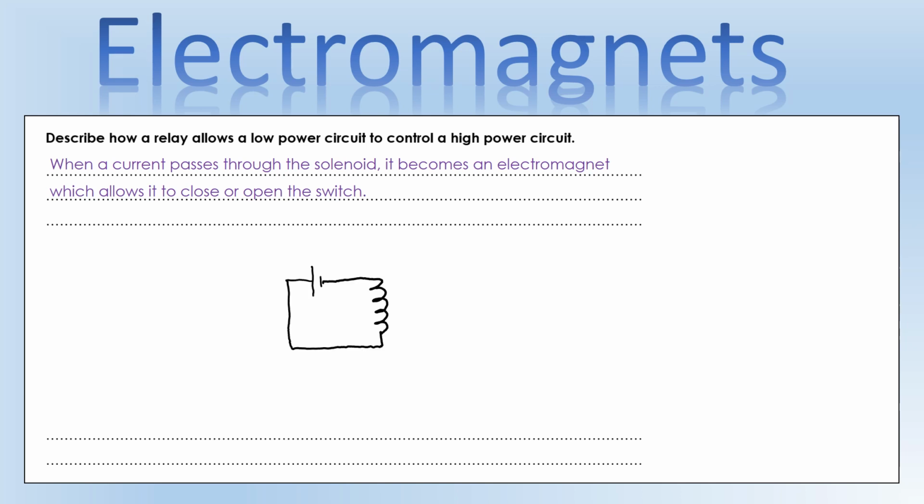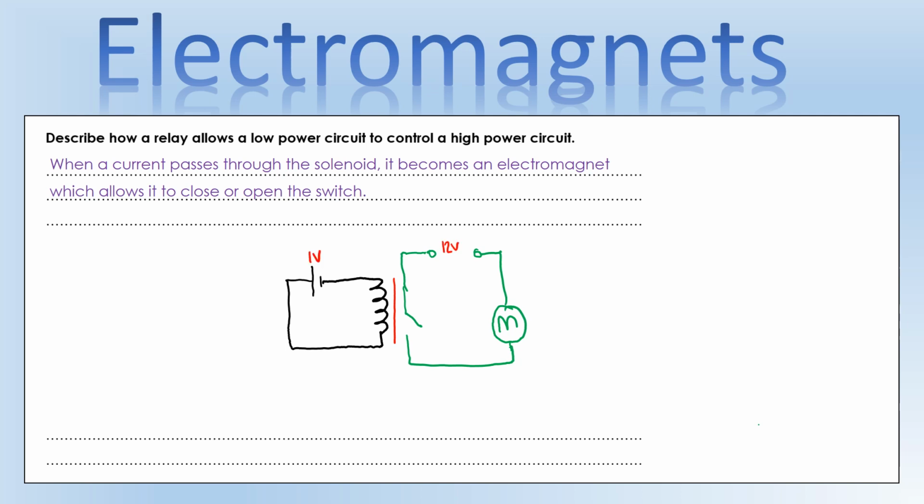So in terms of what this might look like, here is our low power circuit. We've just got a cell, maybe 1 volt, with a coil. We're going to put a soft iron core inside that coil, and then that is going to be connected to another circuit with the switch in it.